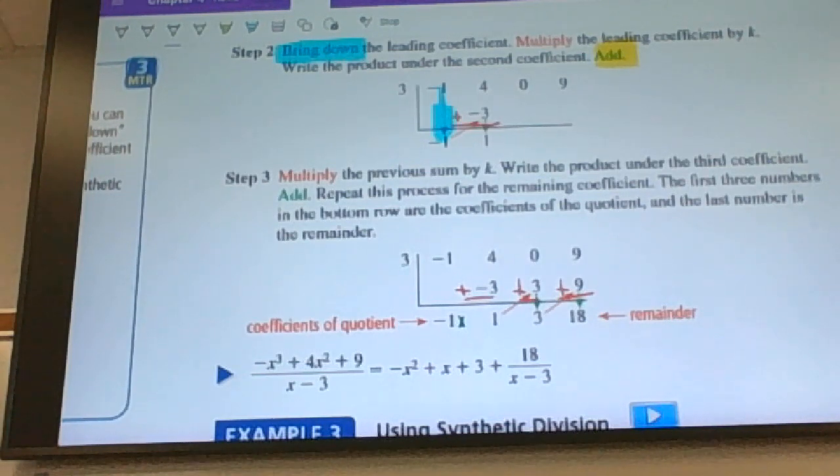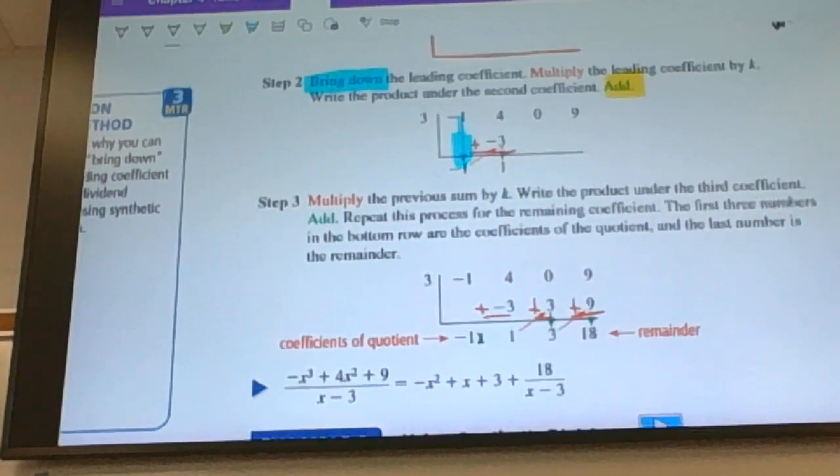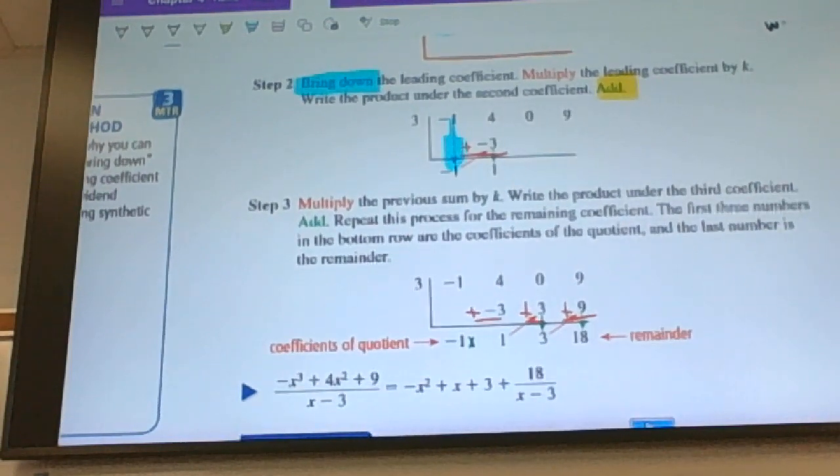On the second step, why do they do -3 only to 4? What do you mean? Like there's -1, 4, 0, and 9. Why do they subtract 3 from 4 and not 1? This 3 is the result of -1 times 3. You write it here, and then you add.